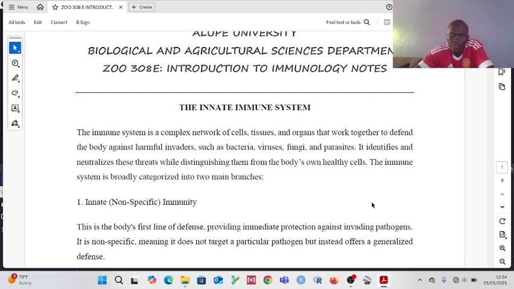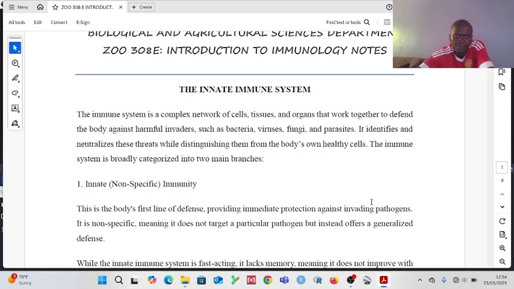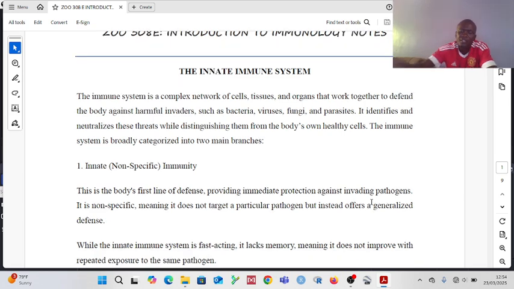Okay, so I invite you to this discussion about the innate immune system. So we did define the immune system as a complex network that is made up of cells, tissues, and organs, whose main purpose is to defend the body against harmful invaders.